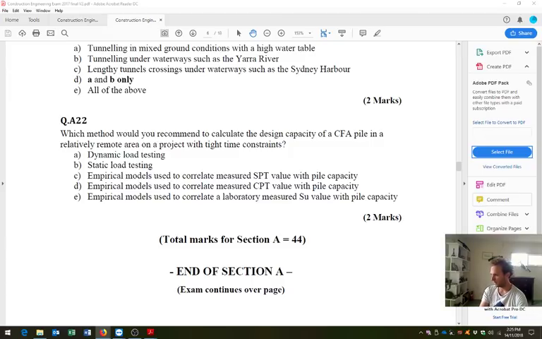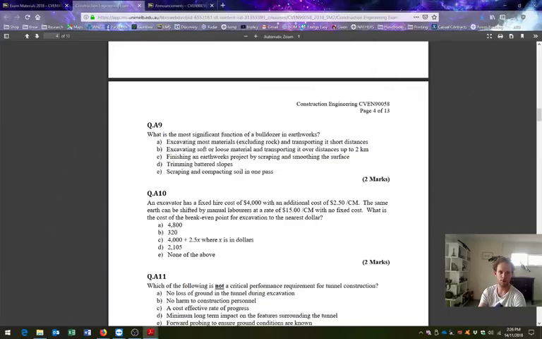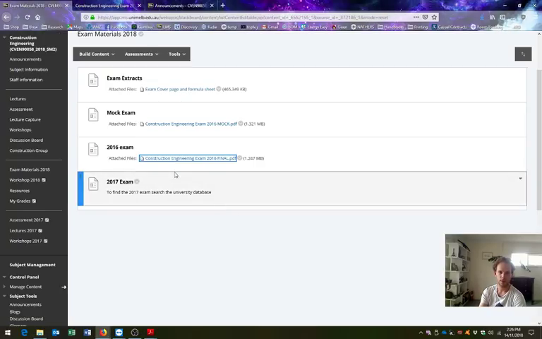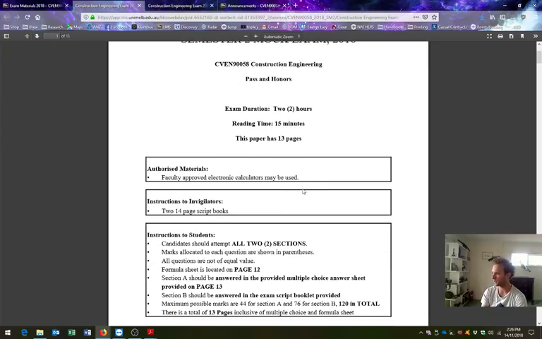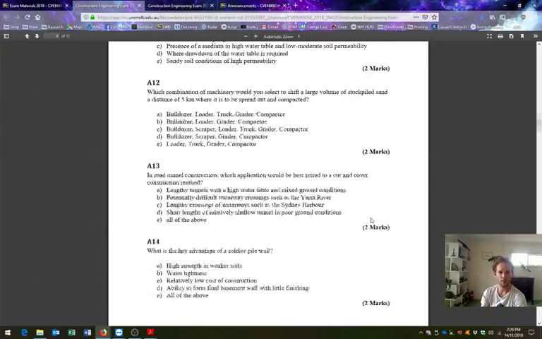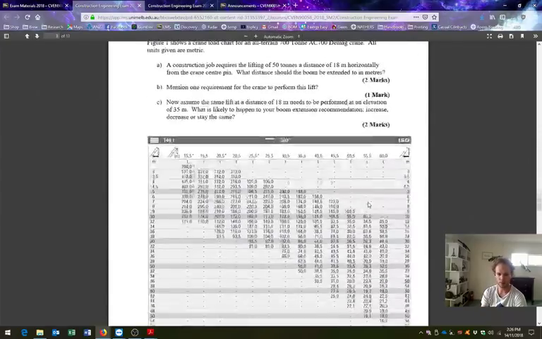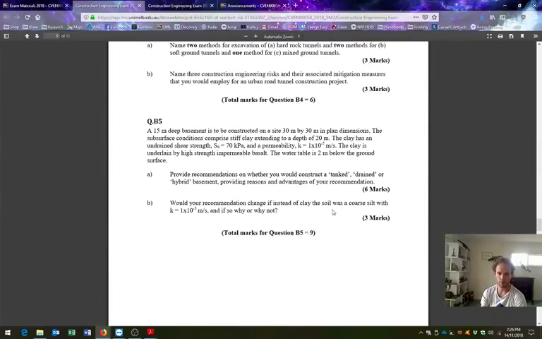2015 mock exam question B5. K is given, which range of K is considered low and moderate, hence determining type of basement. Choose a hybrid. Okay, let's have a look. So 2015. I think the mock exam was the same 2015, 2016, so I think this is the same one. I hope so. So we're up to B5 here. What range of K is considered low and moderate?